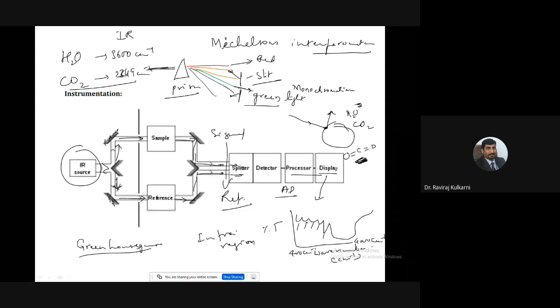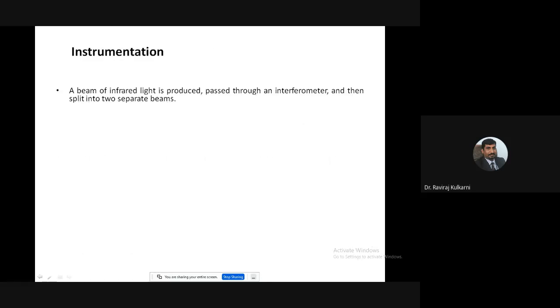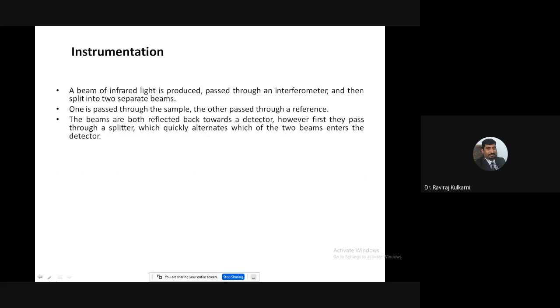For example, if TiO2 is there, it should show some peak somewhere in the 400 to 450 nanometer range. Then we say it is because of TiO2. So what we do is, a beam of infrared light is produced, passed through an interferometer, then split into two separate beams. One is passed through the sample, the other through the reference. As I mentioned already, both beams are reflected back towards the detector. However, first they pass through a splitter, which quickly alternates which of the two beams enters the detector. The two signals are then compared and a printout is obtained.